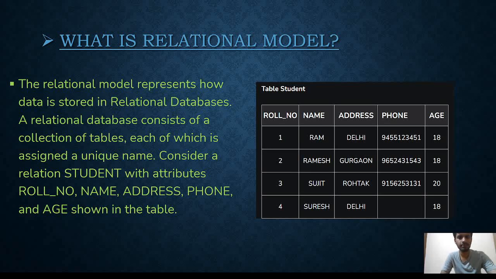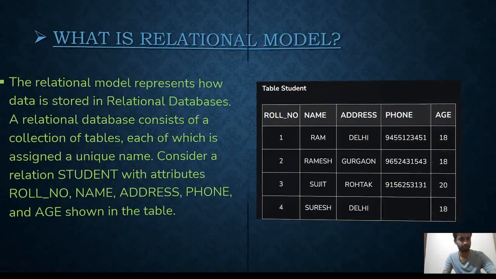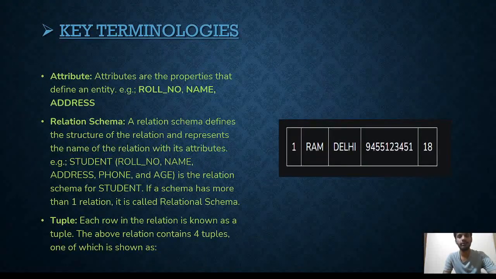Next, consider a relation student with attributes roll number, name, address, phone, and age as shown in the table. These are the attributes. We'll see what an attribute actually is. This is just an example of what a relational model actually is. Further, let's see what the key terminologies are.